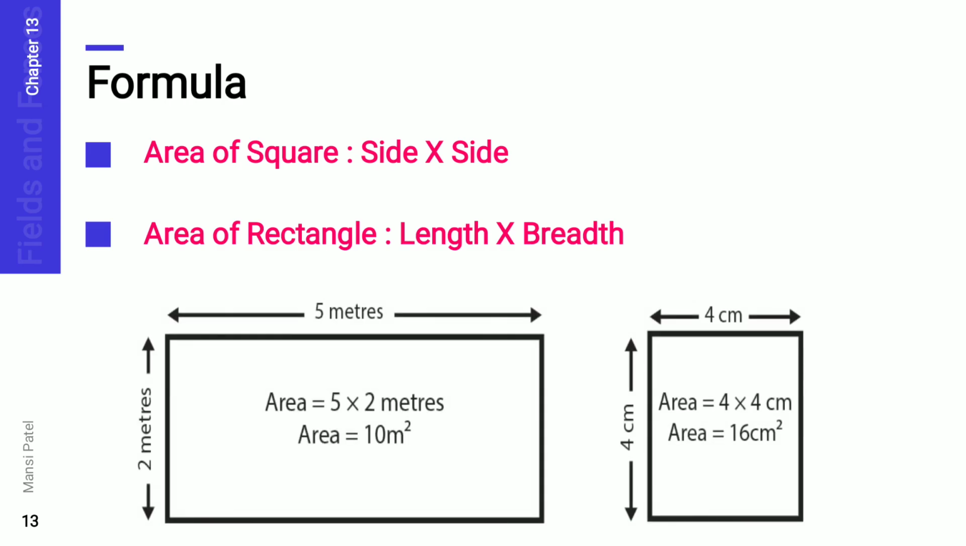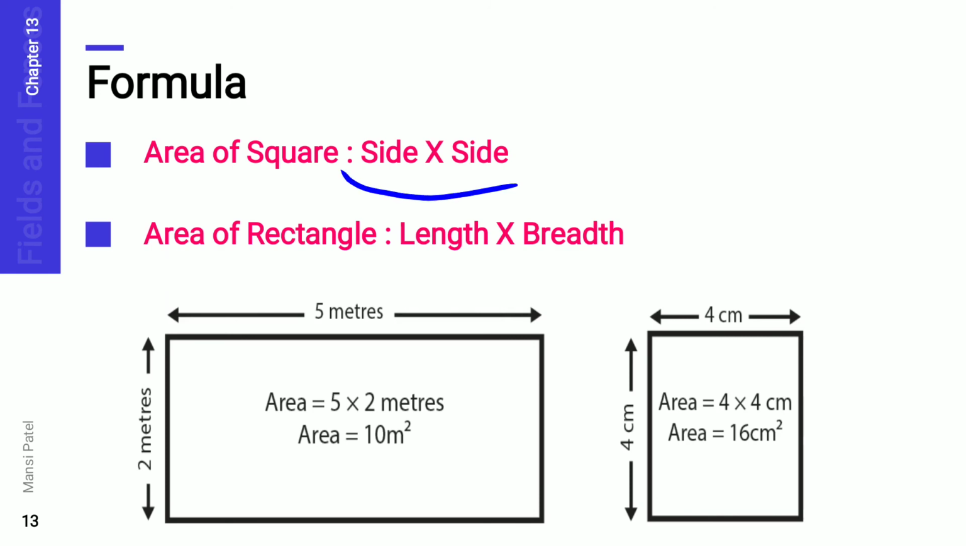See here, this is the shape of a square. So what is the side of this square? That is 4 centimeter and 4 centimeter. So whenever you have to find out the area of square, which formula do you want to use?